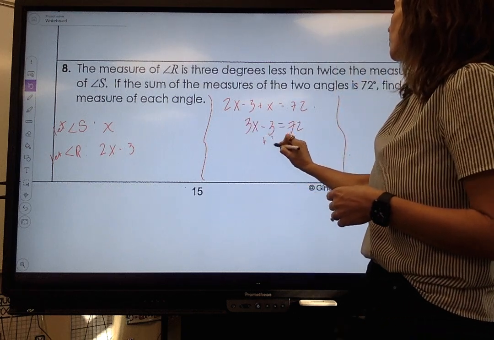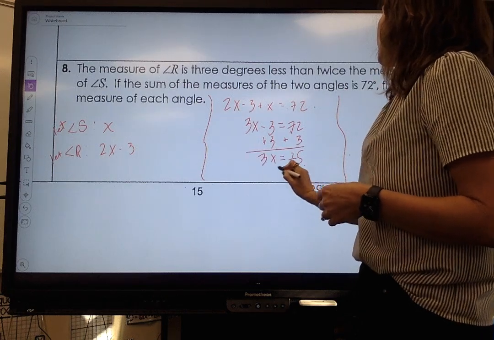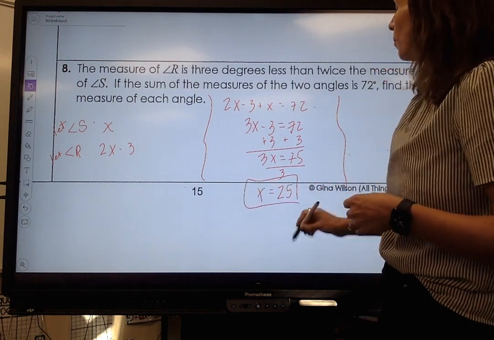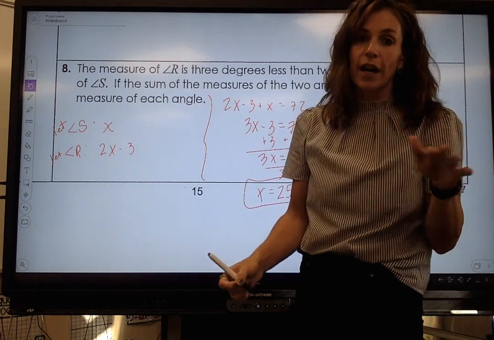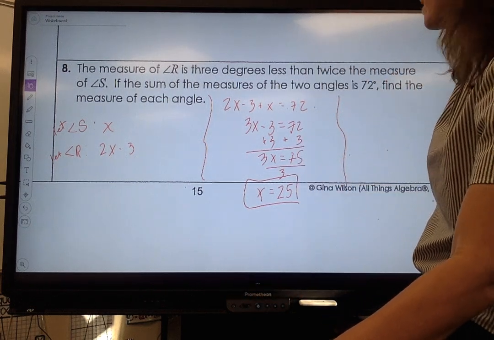Again, this part you don't need me for. You guys are experts at this. Divide by 3, and then x, of course, equals 25. But what is the measure of each angle? You've got to go back. So don't just get lost in, oh, I found what x is. That's not what the question asks.